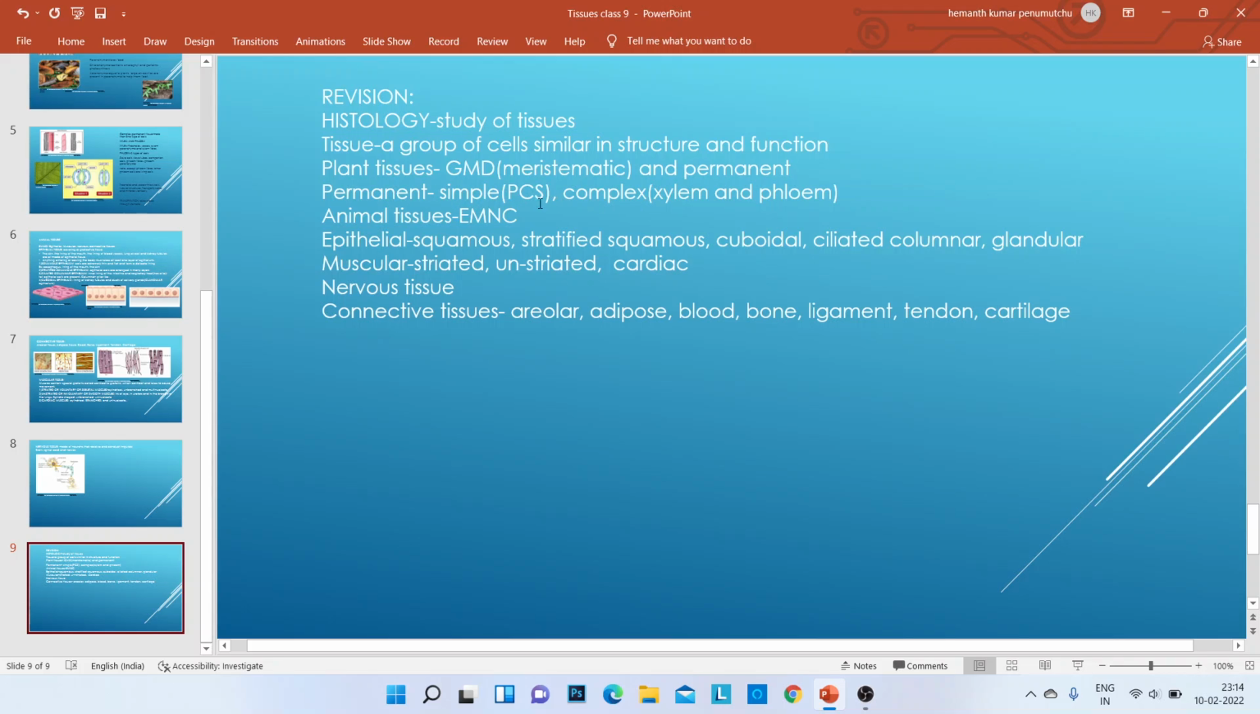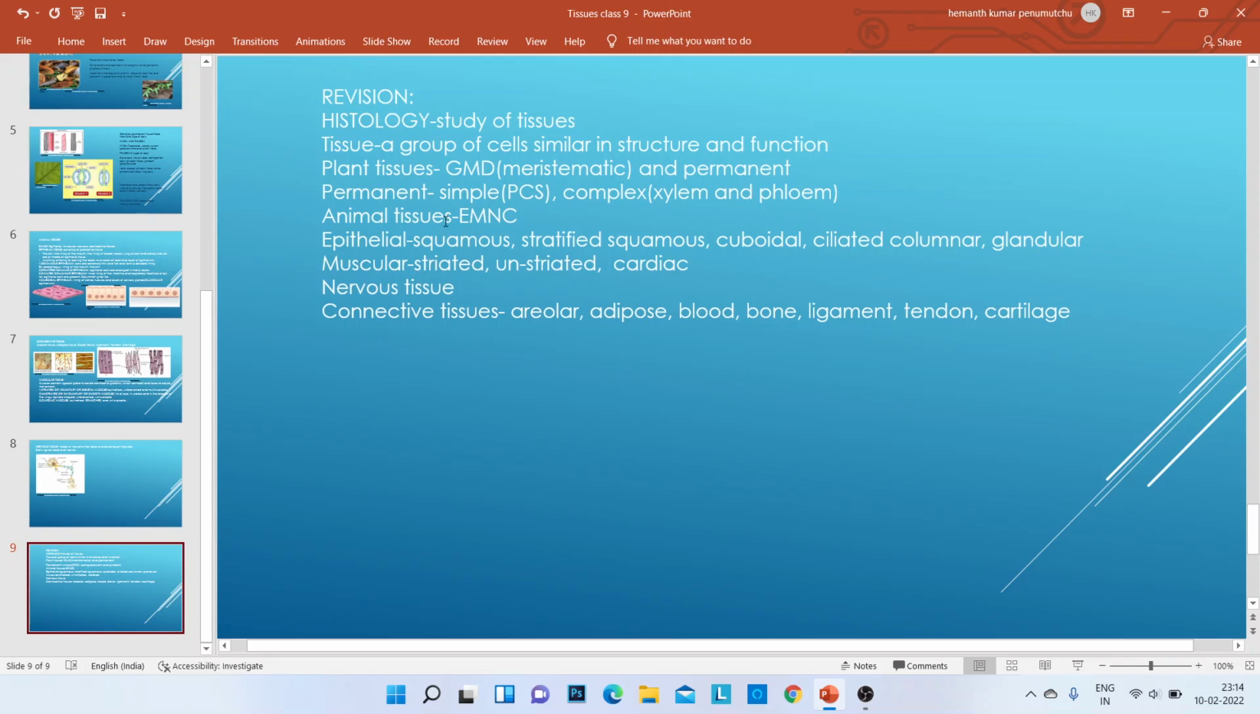In simple tissue we have seen PCS: parenchyma, collenchyma, sclerenchyma, three types. Parenchyma has subtypes like chlorenchyma. P is for parenchyma, C for collenchyma. Collenchyma helps in flexibility, and sclerenchyma gives strength, like the husk of a coconut. Parenchyma helps in storage of food. Complex permanent tissues are xylem and phloem. Xylem helps in transportation of water and minerals, and phloem helps in food transportation. Just remember, phloem is with respect to food.